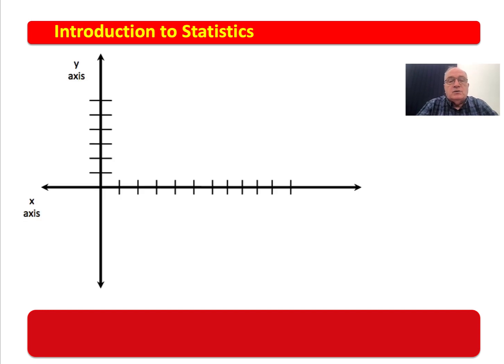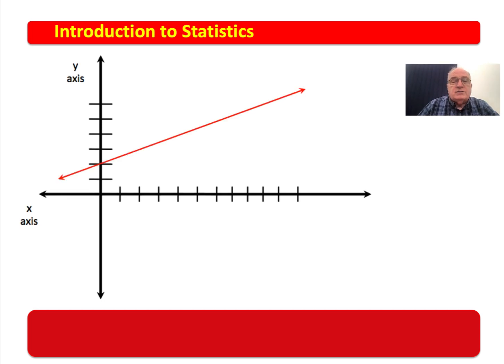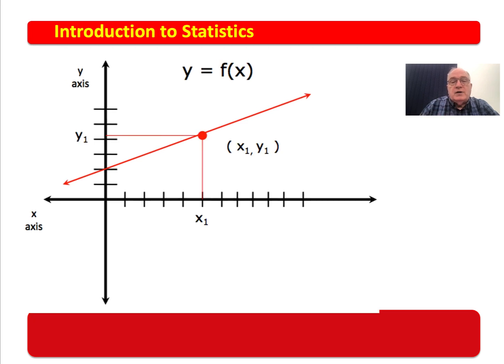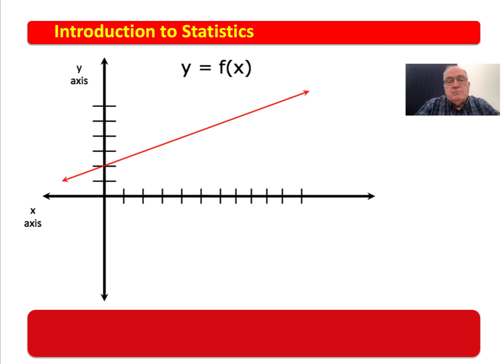Now, I want you to consider the following. Here we have an x-axis and a y-axis again. We draw a line. This line is graphed by an equation, y equals a function of x. And what that means is that you plug an x in under a rule and it produces a y value.